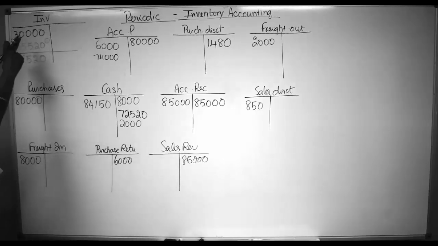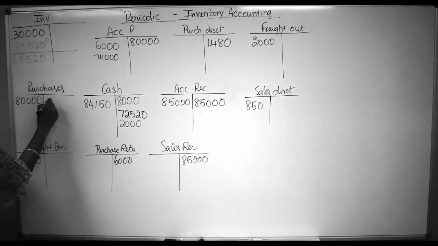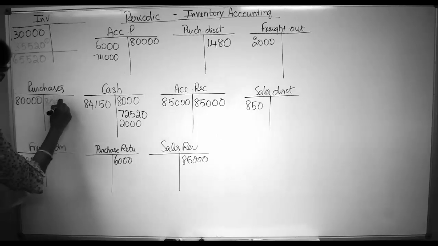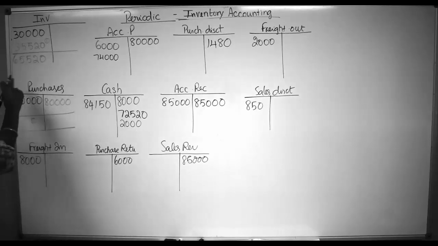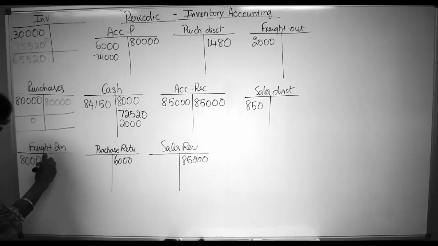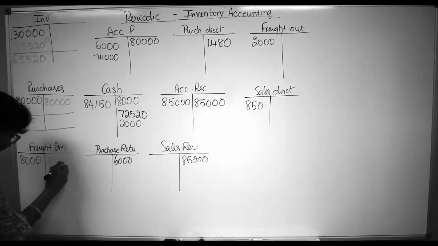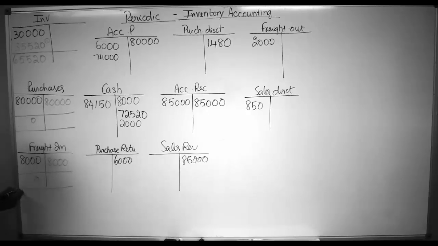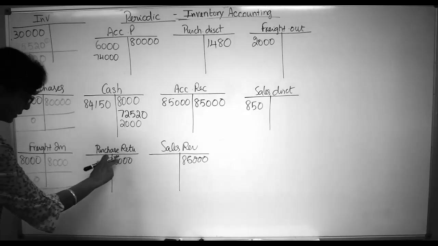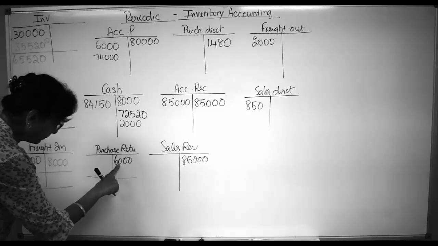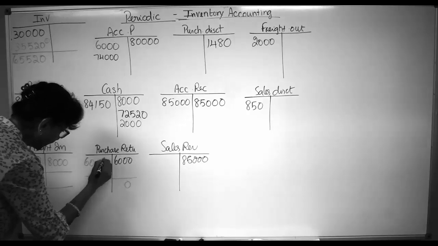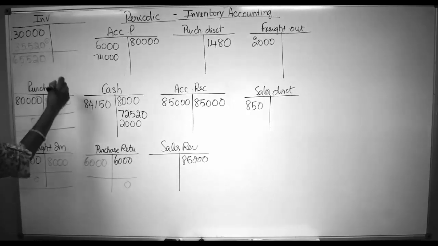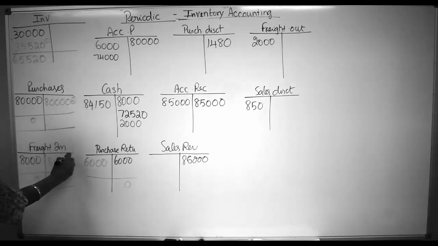Second one, we have to close the purchases. So we'll credit purchases for $80,000. Now the balance is 0. And then we also close the freight in. So you credit freight in for $8,000. The balance should be 0. And then we close the purchase returns. It has a credit balance. So to bring this to 0, you debit purchase returns for $6,000.